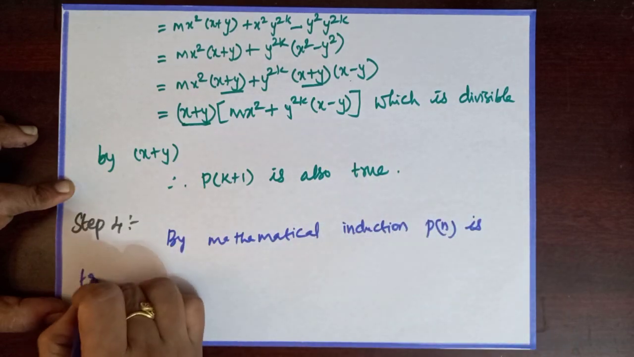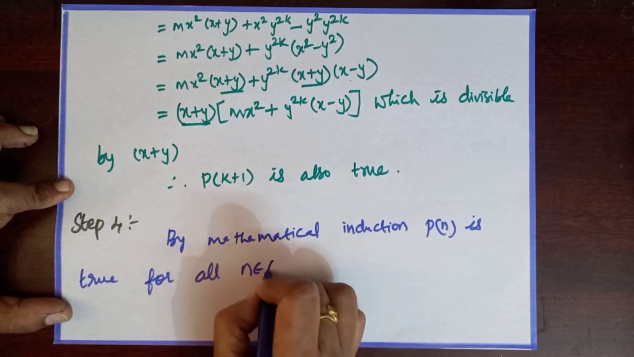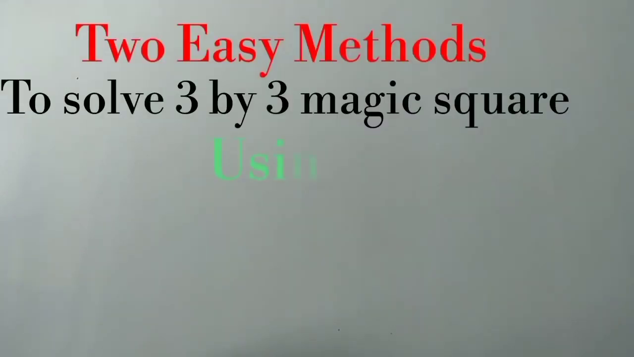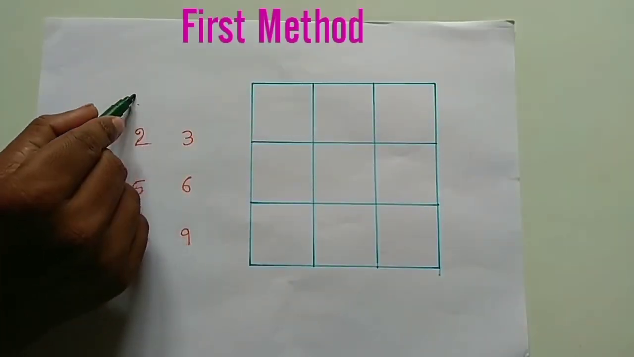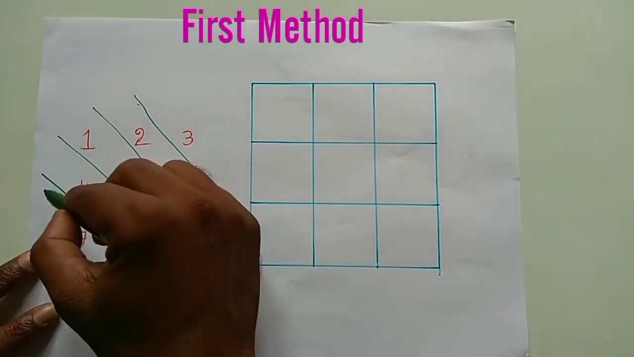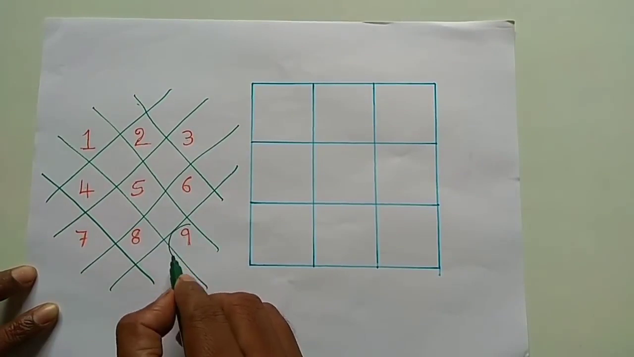Math puzzle. 2 easy methods to solve 3 by 3 magic square using the numbers 1 to 9. First method. Draw lines like this. Then circle the corner numbers. Next, interchange the numbers 7 and 3 and 9 and 1.